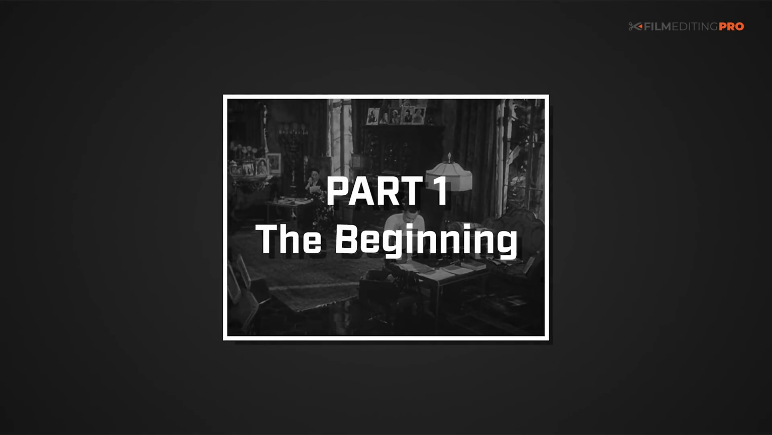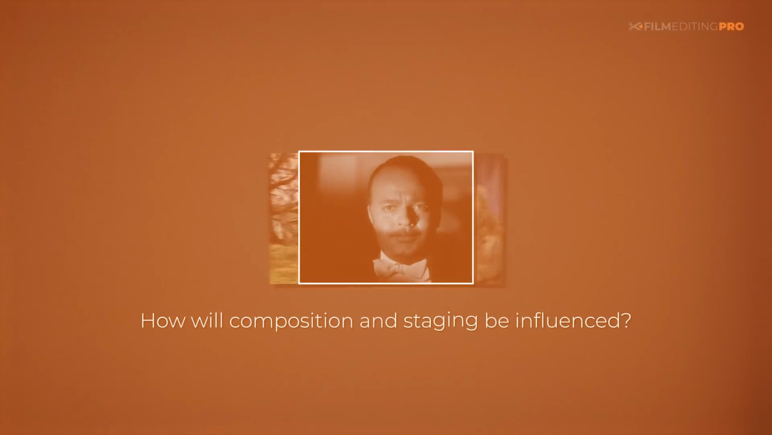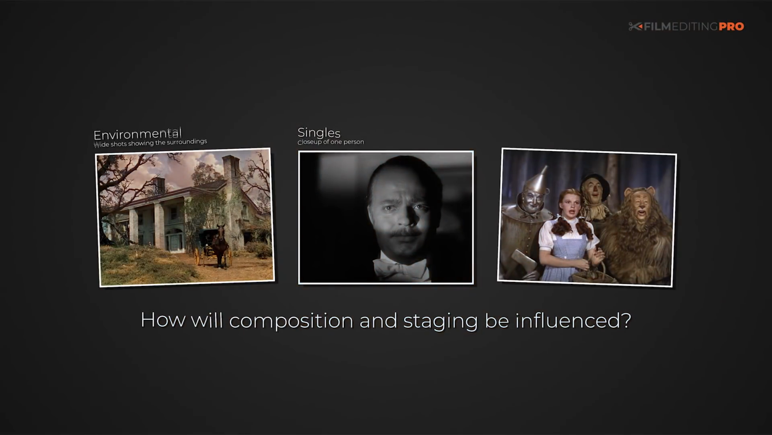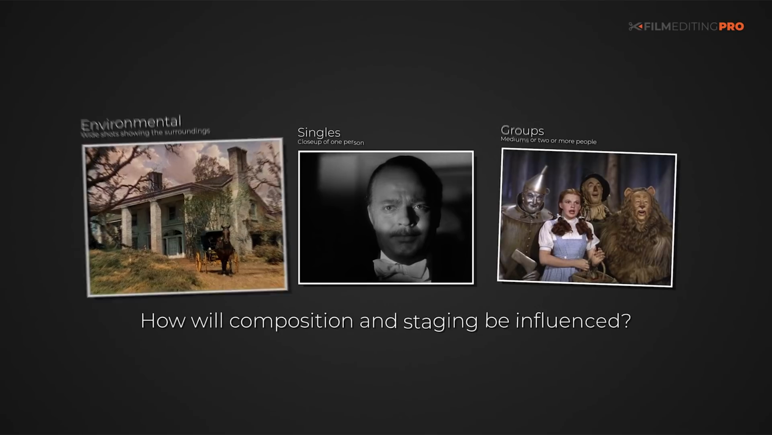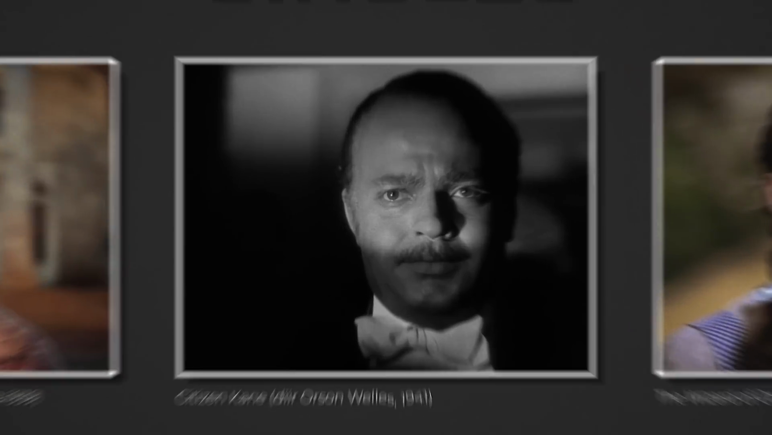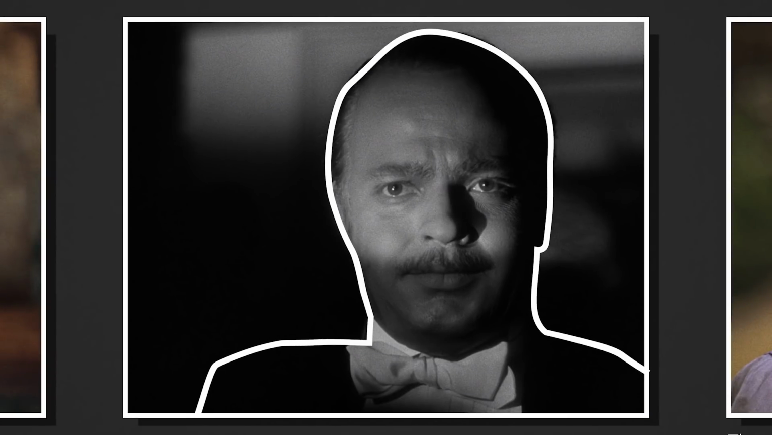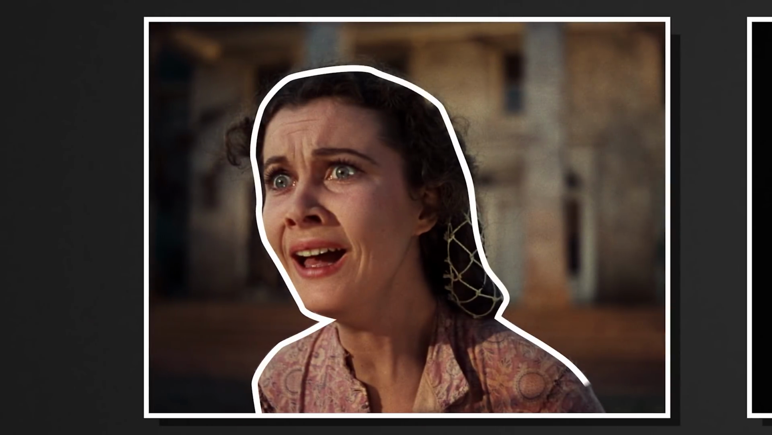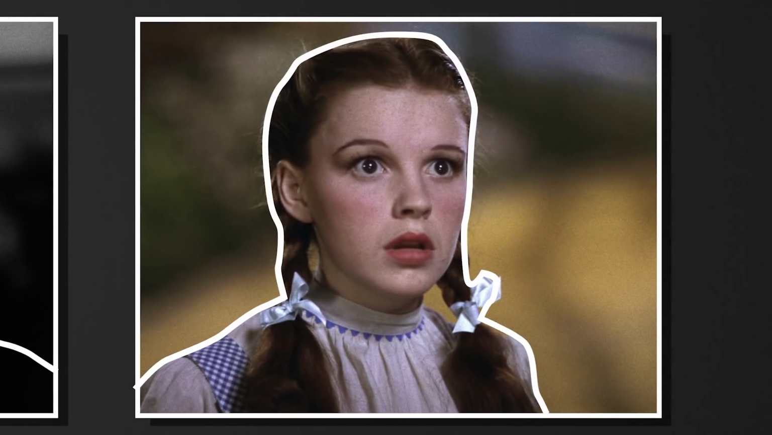Let's see how aspect ratio shaped cinema. We're going to consider how composition and staging have changed, focusing on 3 types of shots: singles, groups, and environmental. 1.33 is great for shooting singles. The face can fill the frame, yet it doesn't feel confined. It is difficult for the background to cause a distraction because we do not see much.